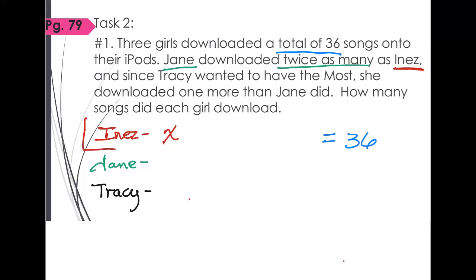Okay, everything is based on Inez. Tracy thought it was all about her. It's about Inez. Because Jane then downloads twice as many as Inez. So who haven't I talked to? I have to think about this.